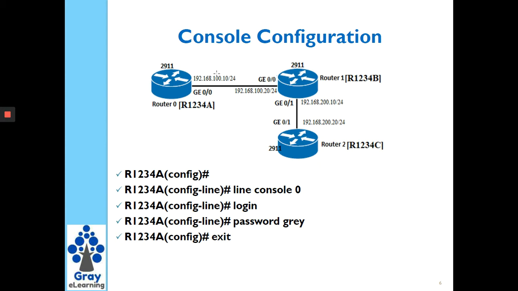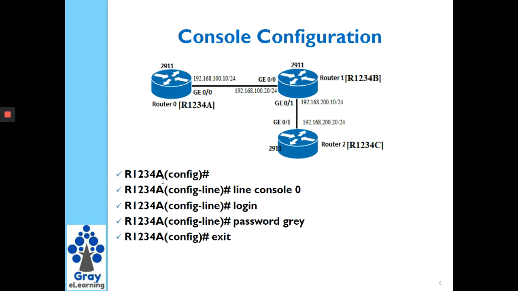Once you know the console password, only then can you log in or enter into the router. So how can we configure this console password in all three routers for local access purposes? Here is an example of how to configure the console password in the first router, that's router R1 or router 0.